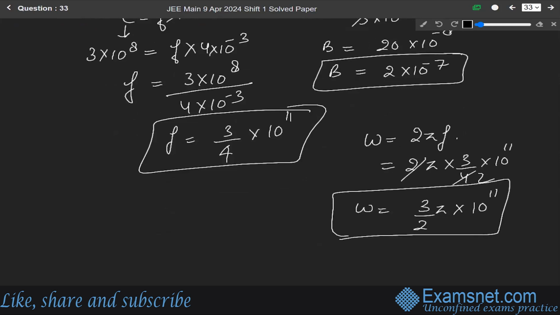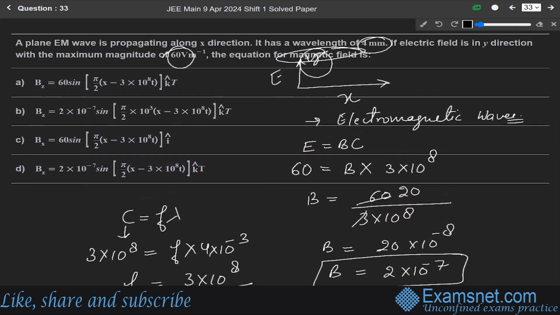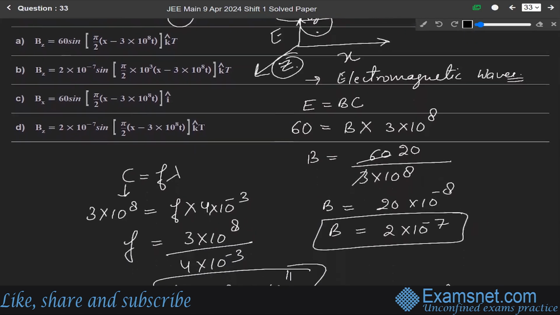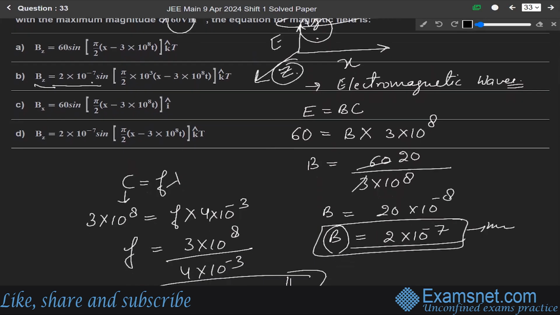Since, given in the question, the electric field is in the y direction and the propagation is in the x direction, the magnetic field will be in the positive z direction. So the correct equation for the magnetic field B, with magnitude 2 into 10 to the power minus 7, is B equals 2 into 10 to the power minus 7 sine of kx minus omega t.